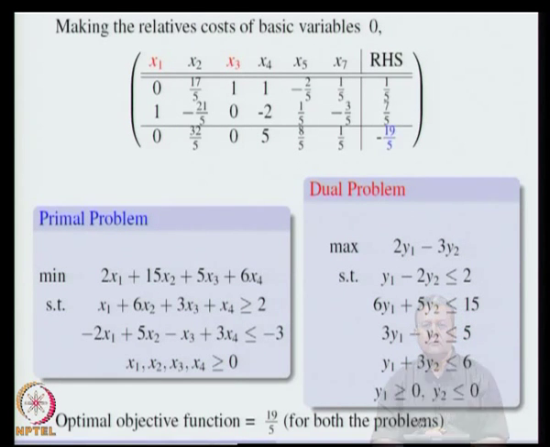So, the important thing to note is that at optimality both primal and the dual linear programs in this case have the same solution.